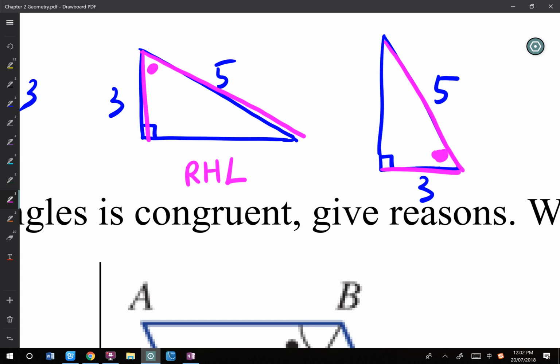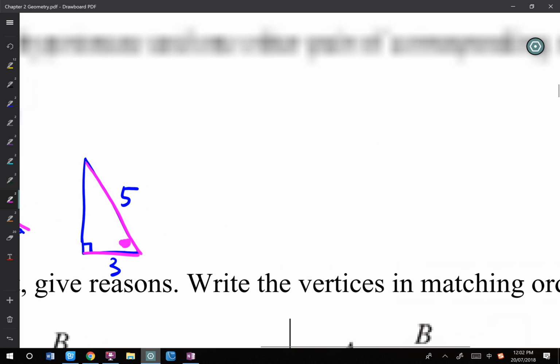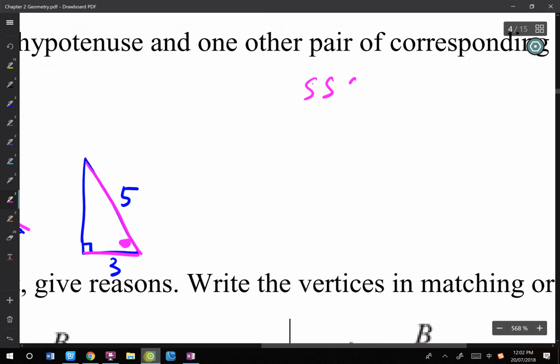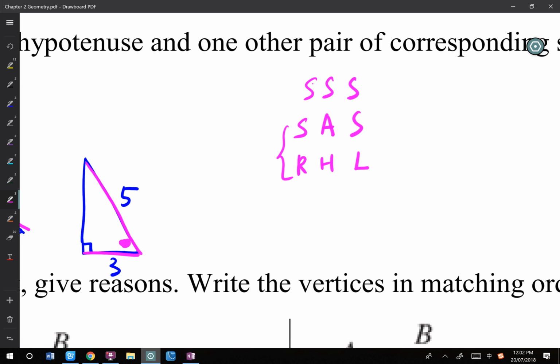This one is not the included angle, but it can work because it's a special case, the right angle. The right angle is one additional piece of information we have. There are only 4 cases we can test whether triangles are congruent or not: SSS, SAS, where the A must be included, and the similar one, RHS, which is the right angle case, where the angle is not included but still works because it's a right angle.